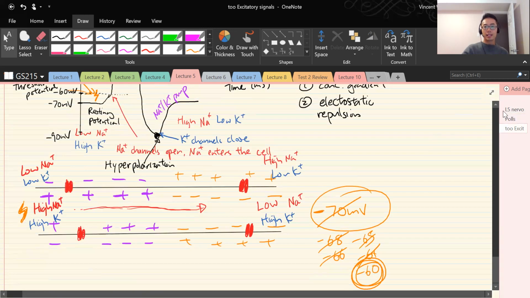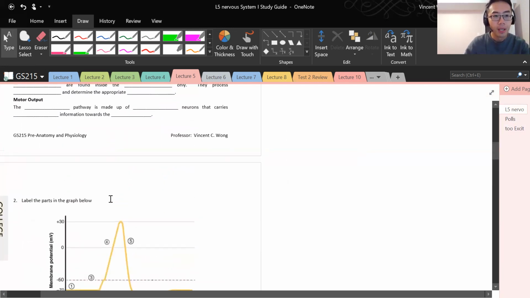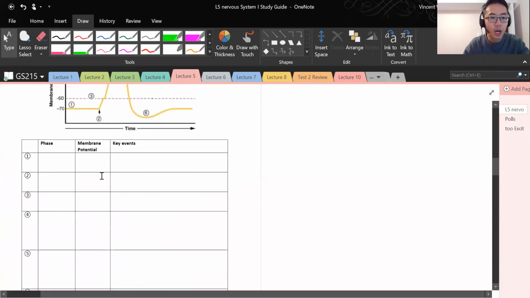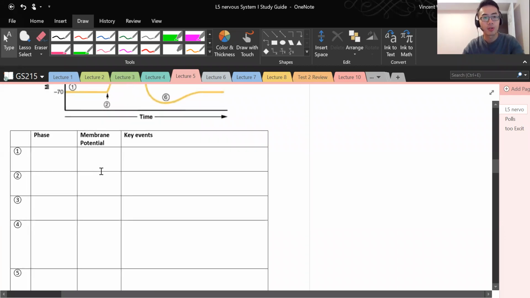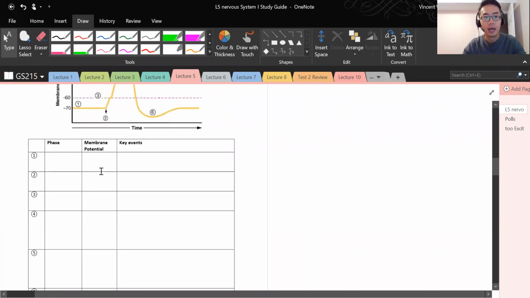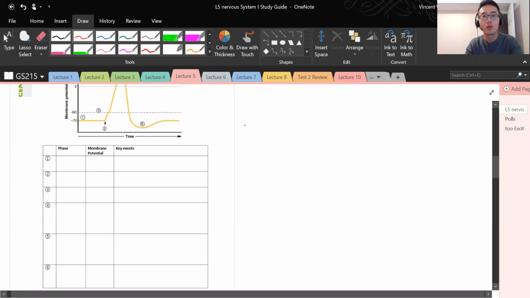Okay, so that is that. Let's go back to the thing here. There's a chart. I already described it. I'm not going to fill it in again, so please make sure you fill that in on your own. And just to reiterate, it goes from resting potential, and then what's the next part? Threshold potential.